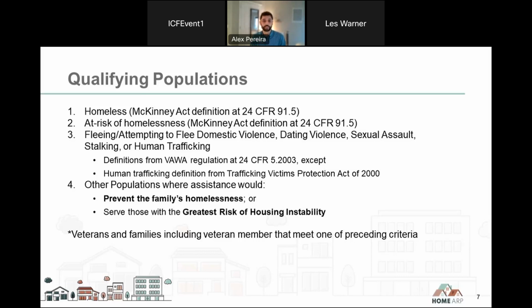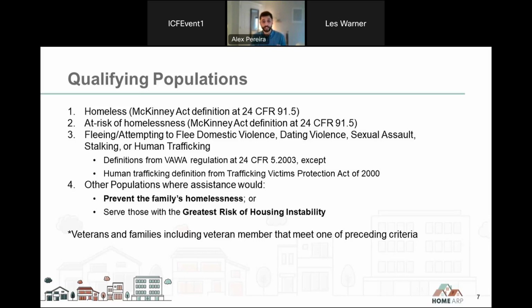QP number 3 is for those households that are fleeing or attempting to flee domestic violence, dating violence, sexual assault, stalking, or human trafficking. The definitions here come primarily from the Violence Against Women Act regulation, with the exception of human trafficking. That comes from the Trafficking Victims Protection Act of 2000. And it's worth highlighting here that human trafficking encompasses both labor and sexual trafficking. And once again, this QP number 3 encompasses that 4th subparagraph of the definition of homeless under the McKinney-Vento Act.